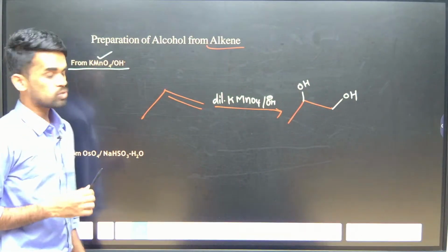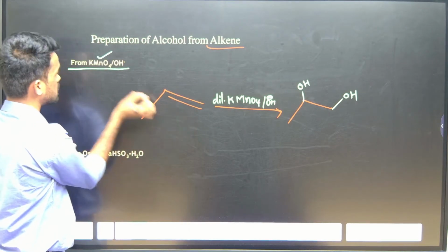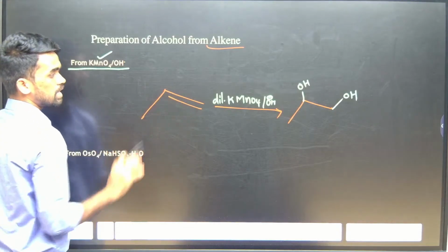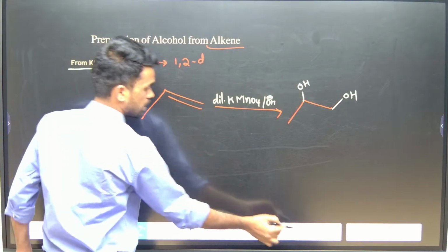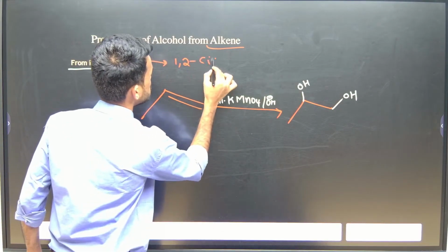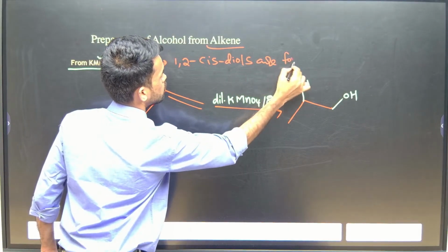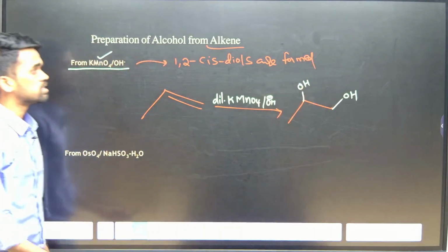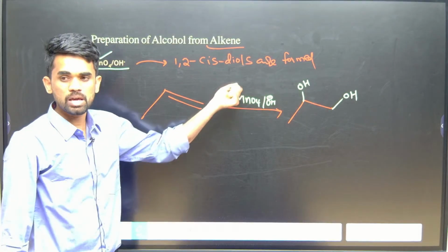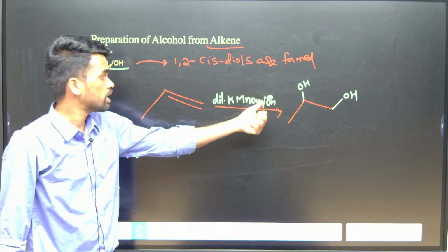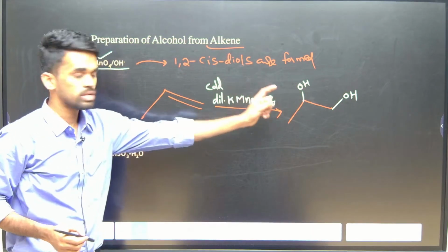This is the product. So you can say, oxidation of alkenes, or reaction of alkenes with KMnO4 in dilute or alkaline medium, gives 1,2 diols, cis diols. Again you can remember 1,2 cis diols are formed. What are the products formed? 1,2 cis diols are formed as products. When alkene is treated with dilute KMnO4 in basic medium, or cold dilute also they will mention, cold dilute KMnO4 gives you cis diols.